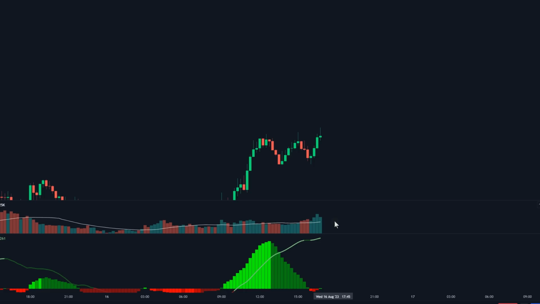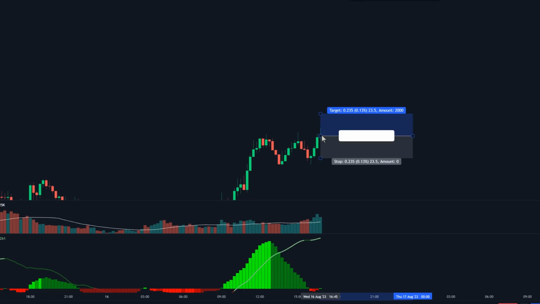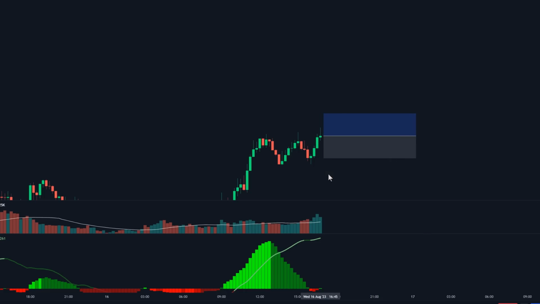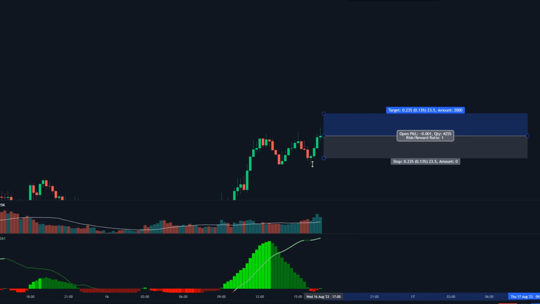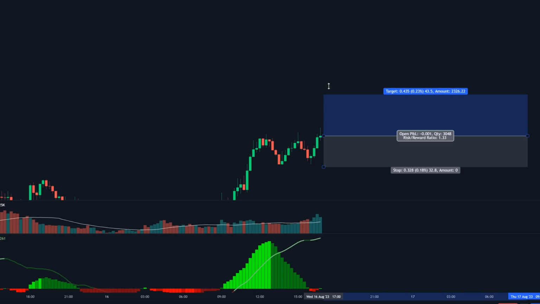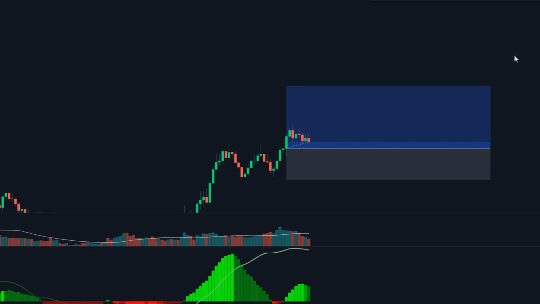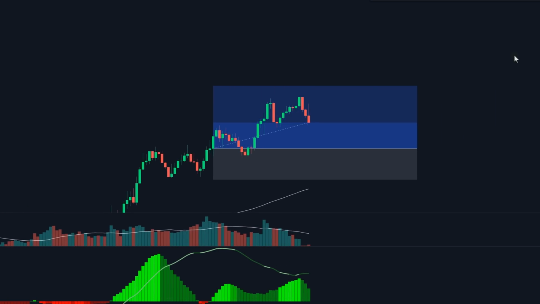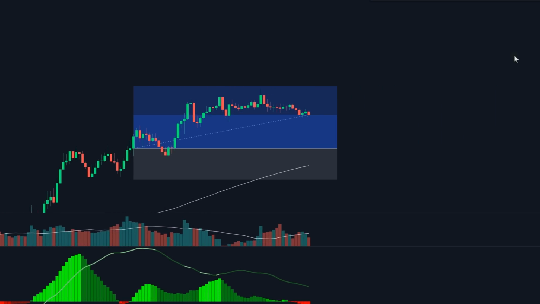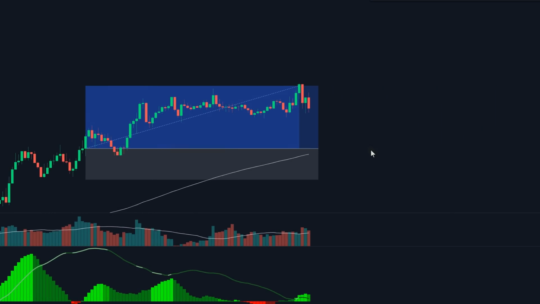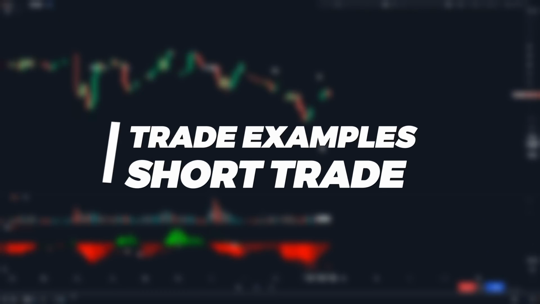All our entry conditions are met on this candle, so we're going to enter a long trade on the open of the next candle. We're going to set our stop loss below the most recent swing low. For the take profit, we're going to set it at 2 times the risk. We let this trade run and take profit.